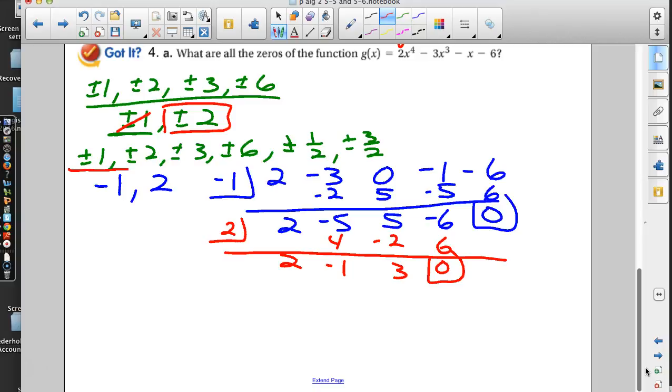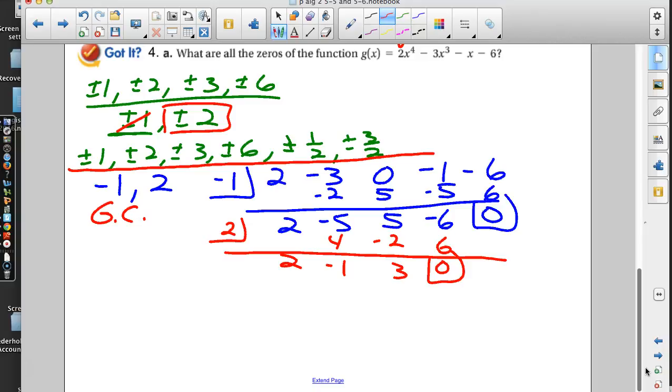This is just a list of possibles, Mallory. So that's looking at all of these little fractions that occurred because of the possibles. This is graphing calculator. We use the graphing calculator to find -1 and 2. And then do your synthetic.